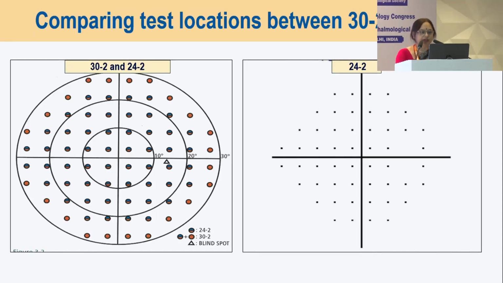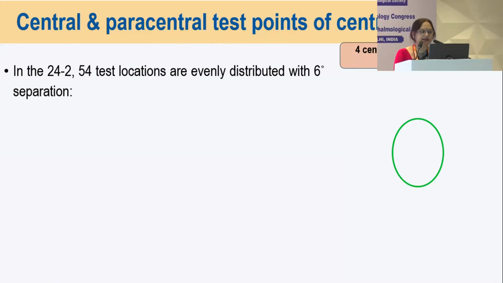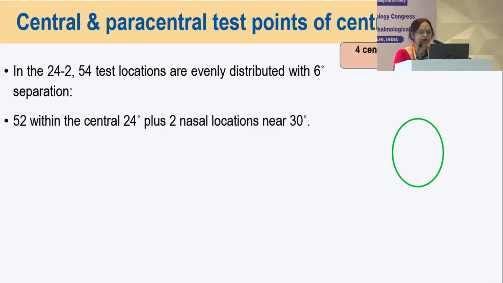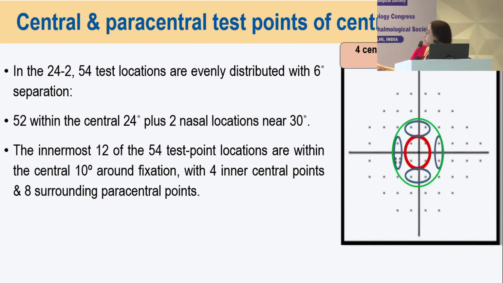Here is the 24-2. Now come to the central and paracentral test points for the central 12 points. Already we have discussed that the 24-2 has 54 test locations. Out of 54, 52 are within the central 24 degrees plus 2 nasal locations near 30 degrees. The innermost 12 of the 54 test locations, the centralmost 4 points, are within the central 10 degrees around fixation, and 8 surrounding paracentral points. These are the paracentral points.